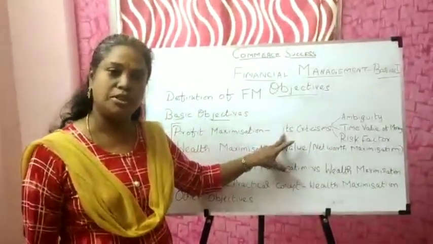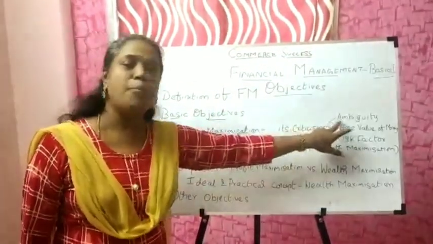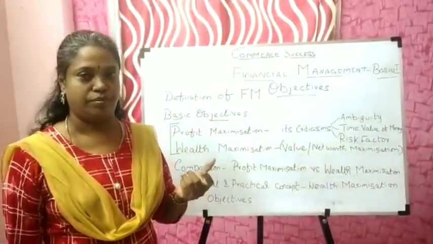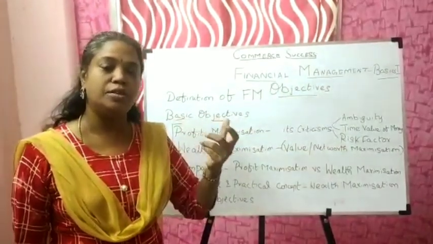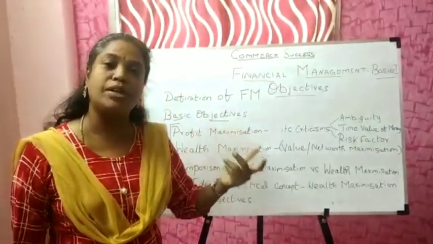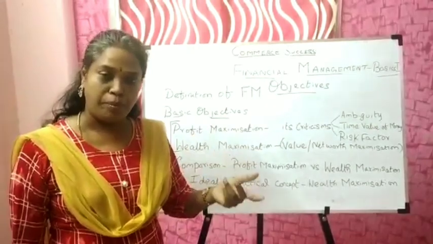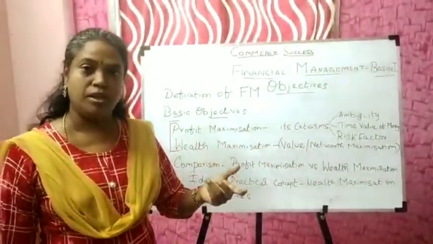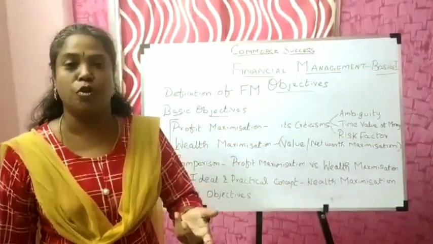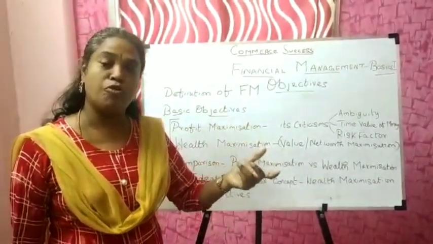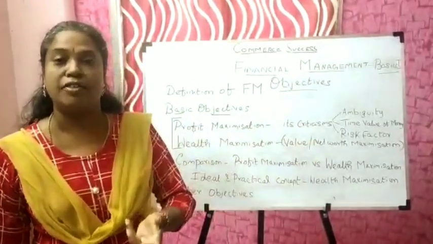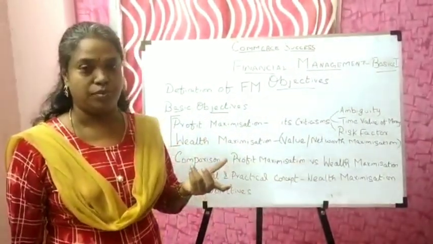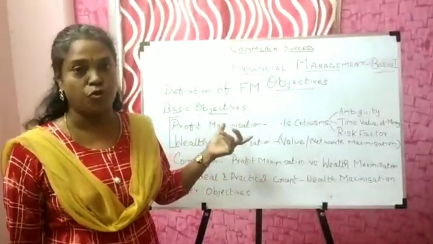What are the criticisms? The first one is ambiguity. The term profit itself is not clear. Why? When I say the word profit, it may have several meanings. It may mean a long-term profit or a short-term profit. It may mean a gross profit or a net profit. It may mean a net profit before tax or net profit after tax. So the term profit itself is not clear. This is a strong criticism of profit maximization.